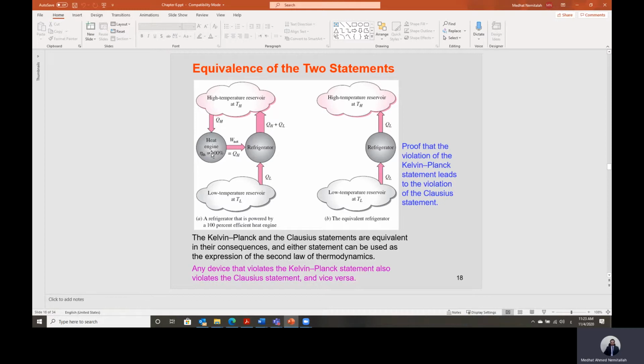This heat engine has efficiency equal to 100%. So, in violation of the second law of thermodynamics and the Kelvin-Planck statement, it converts all of the input heat into work output. This is a clear violation of the first statement. Let's say this heat engine is driving a refrigeration system, so the work output of the heat engine is the input to the refrigeration system. This refrigeration system absorbs heat at low temperature, Q low, and rejects heat at high temperature.